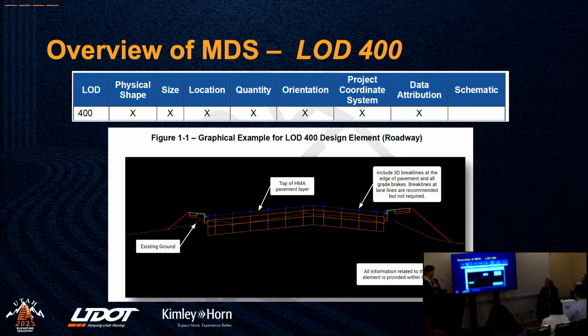400 also accounts for any incidental items. So if you have curb and gutter and you're not accounting for something underneath it, like the UTVC, that's not going to be a 400.